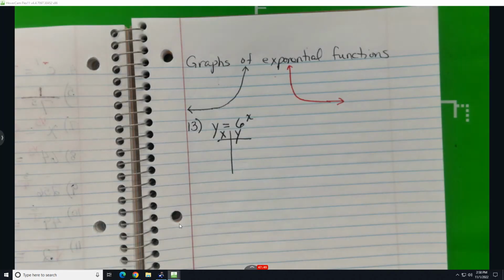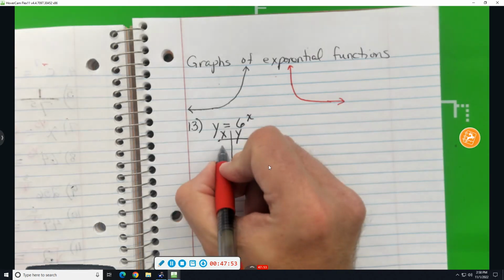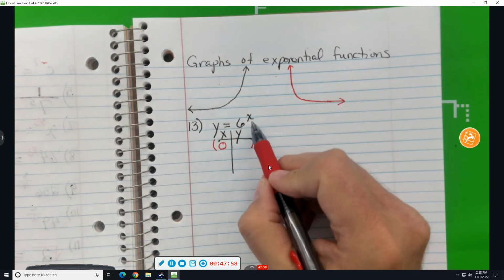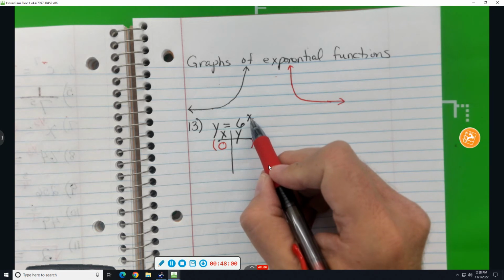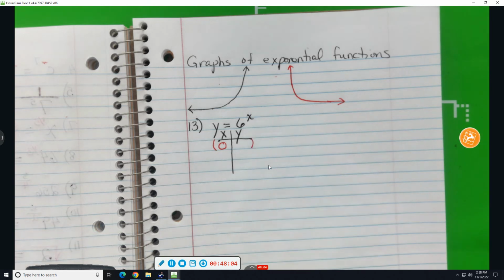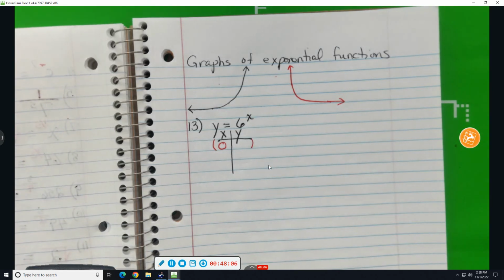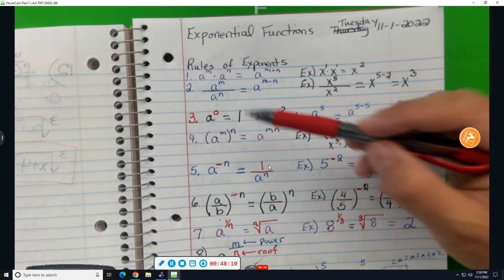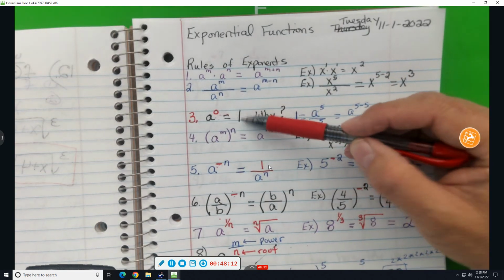Just because I want to see if y'all remember. If we put a 0 in for x, what's 6 to the 0 power? Don't say 0. It was that third rule we stated. Anything to the 0 power is 1. Okay?